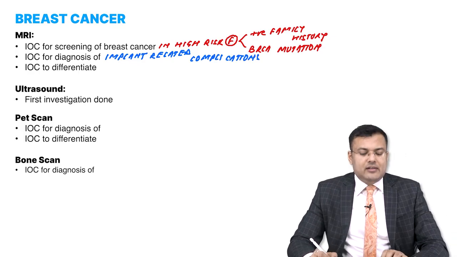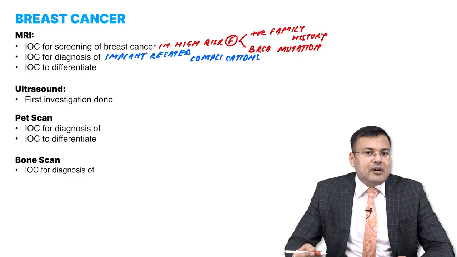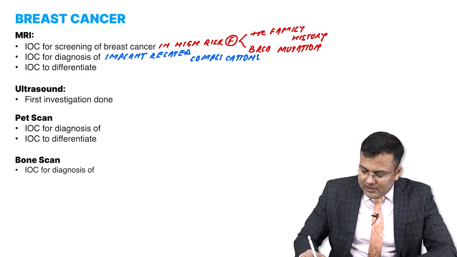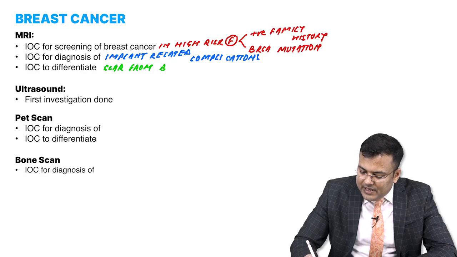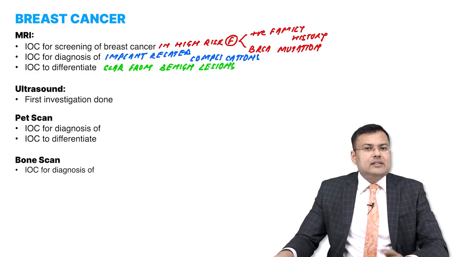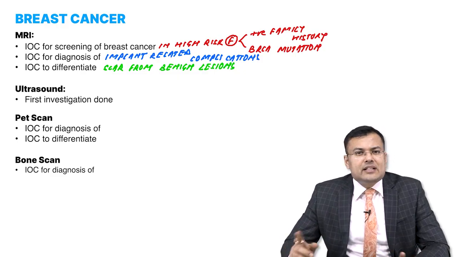After that, MRI is the investigation of choice to differentiate what? Scar from benign lesions. Differentiate scar from benign lesions. Clear? Okay? We discussed just now that the first investigation done in a suspected case of breast cancer is mammography.